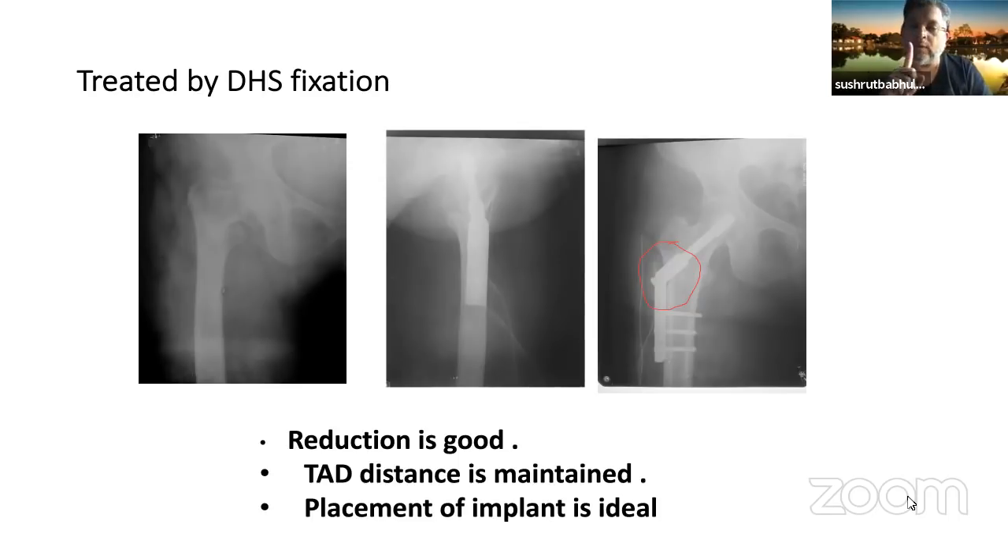Correct. It will break. It will break because you did not assess the thickness of the lateral wall on CT. Your plain X-ray will not show it. If you would have done a CT, in this so-called stable fracture, you would have used a different implant.